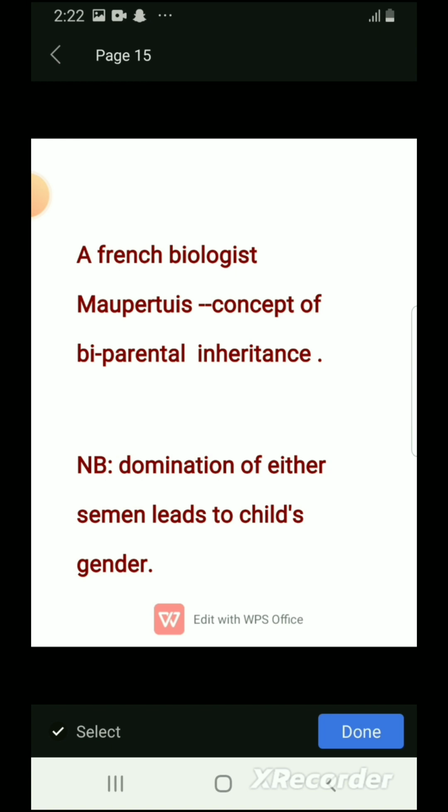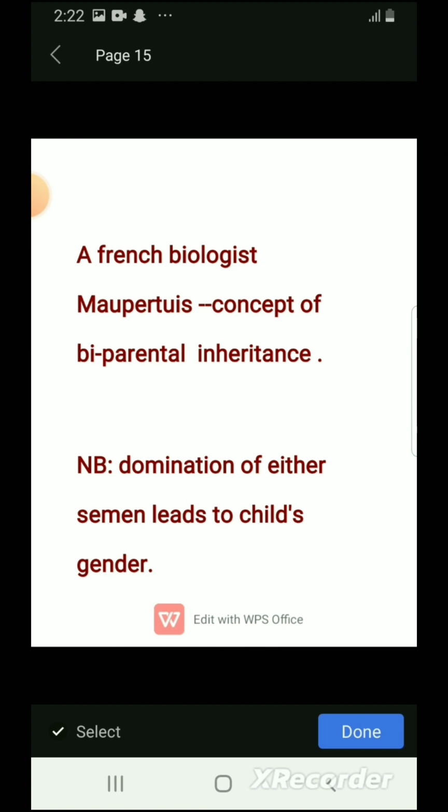According to our recent idea, so that you can relate it to what this man is saying here, there is biparental inheritance of the embryo. He said that you should know that the domination of either semen leads to the child's gender. So if there is biparental inheritance from both, then if anyone should dominate the other, it leads to the child's gender. What is this trying to tell you?